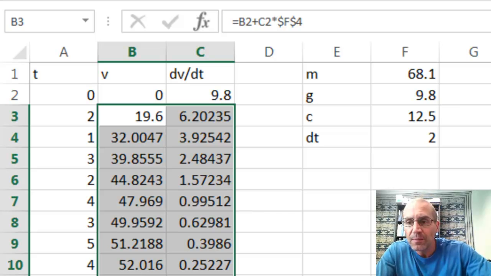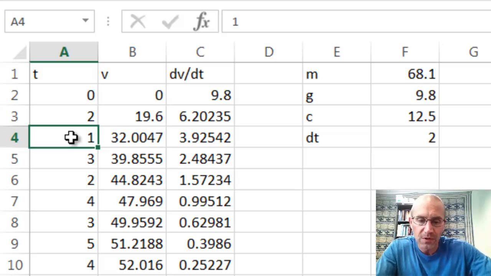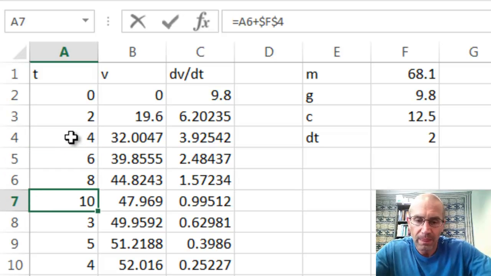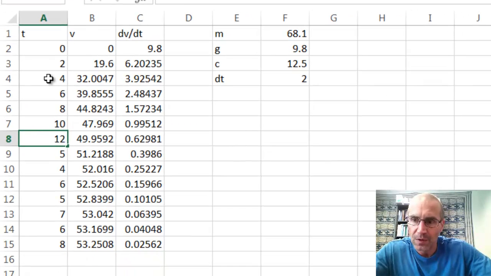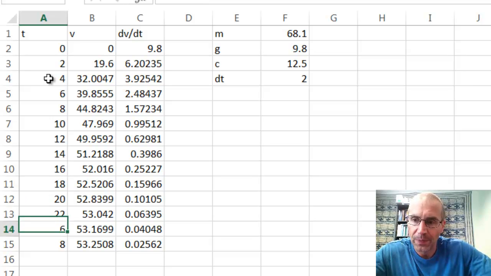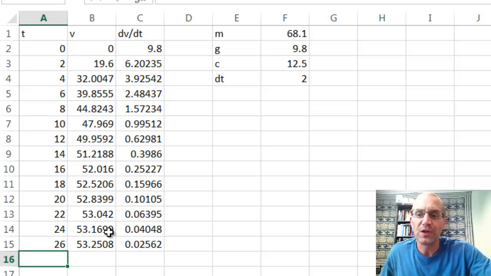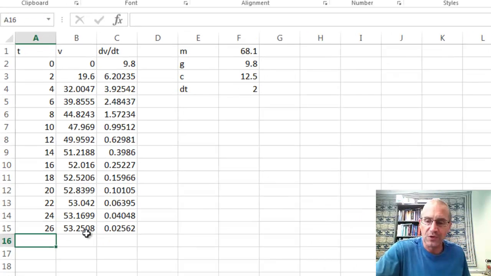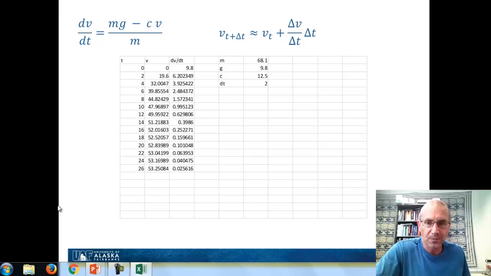So as time gets large, I realize my numbers here are a little off, let me just manually fix those really quickly, and fix my time values there. There we go. We're approaching a finite terminal velocity of around 53. Right? So that's how you do that in an Excel spreadsheet.